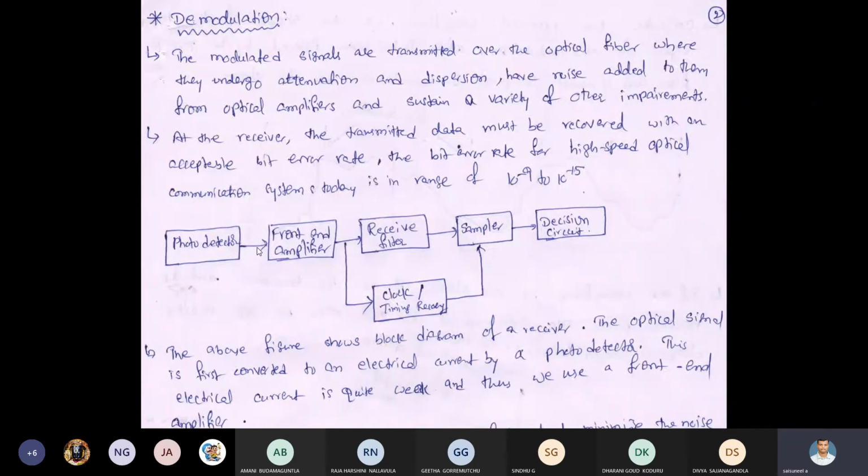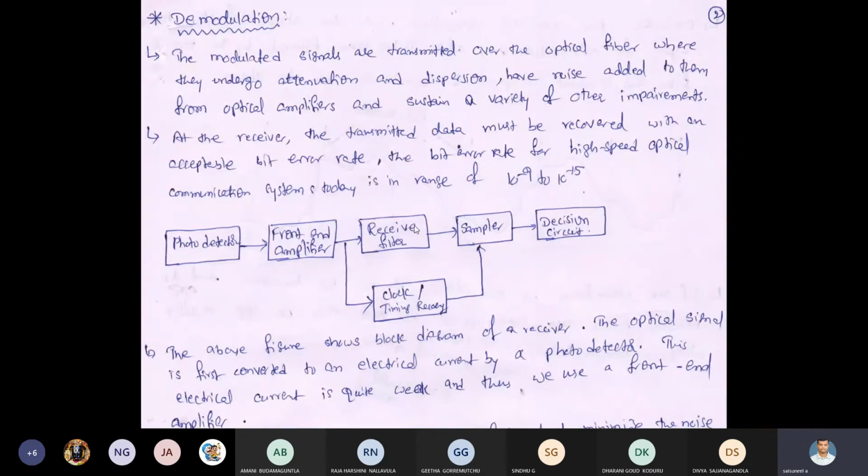Next, the electrical signal is given to the front-end amplifier. What is the front-end amplifier? The signal strength is low at the output of the photodetector, so we have to increase the strength of the signal. That's why we use the front-end amplifier. Once the signal is amplified, it is given to the receive filters. What is the use of a filter? The filter circuit is used to remove the noises.